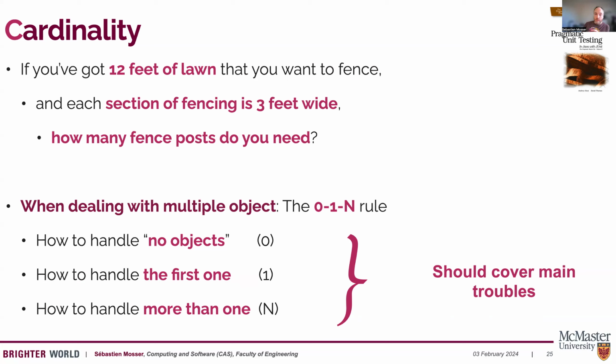Second point can also be the notion of computing the number of elements you're expecting. You have 12 feet of lawn and you want to put a fence with 3 feet wide between the different fencing sections. How many fence posts do you need? Well, it's not 12 times 3, it's plus 1. So be sure that your expectation is right, because it's always those off by 1 errors that might be an issue.